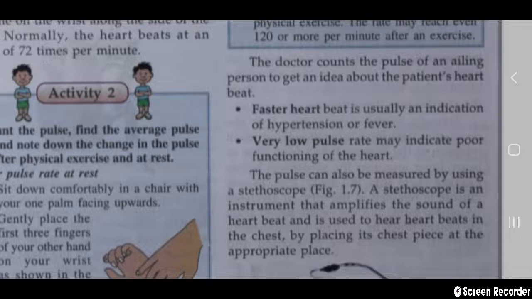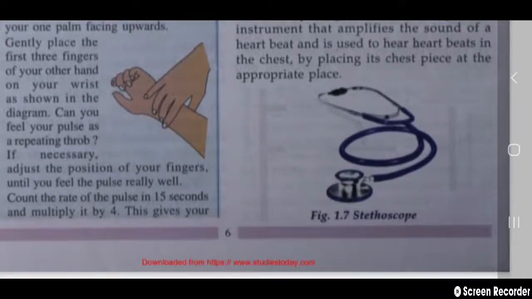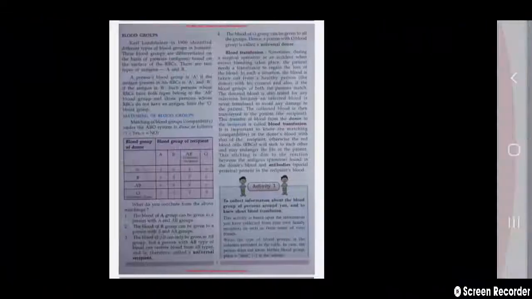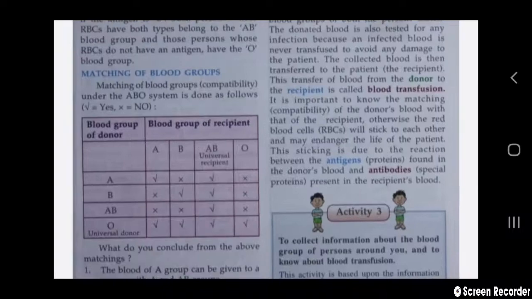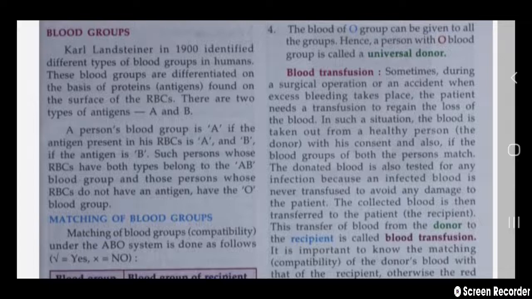The pulse can also be measured by using a stethoscope. A stethoscope is an instrument that amplifies the sounds of the heartbeat. It helps us to hear the sounds of the heartbeat in the chest, when it is placed in the appropriate place on the chest.